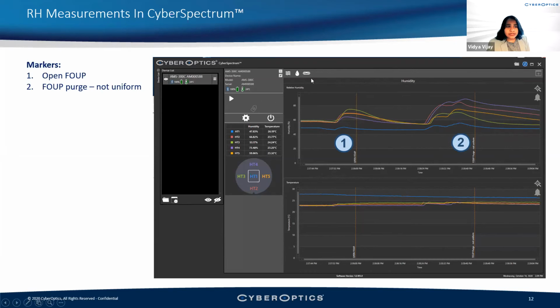There are also ways where you can compare to the last time you did it. You're measuring something in real time, but you also want to look at when was the last time it worked well, so you can compare to see what is going on. Here you can see the purge wasn't uniform. So there are probably still some liquid contaminants and particles present in the FOUP.